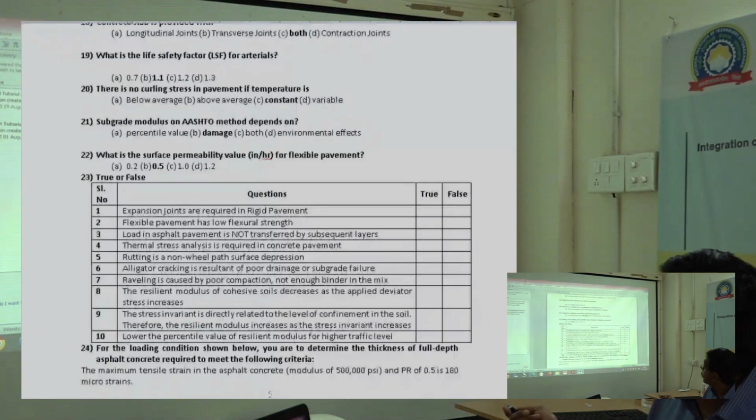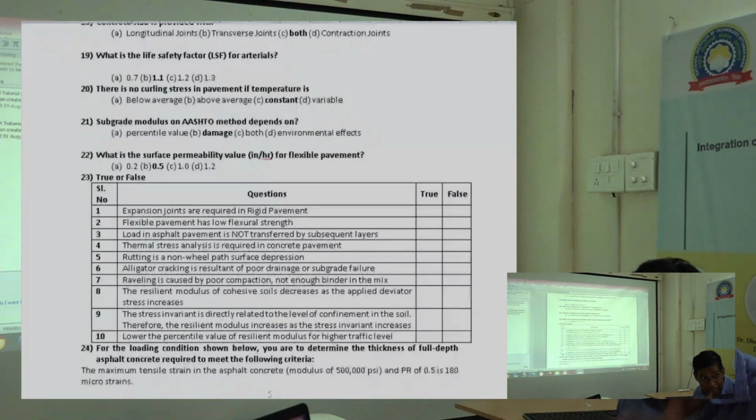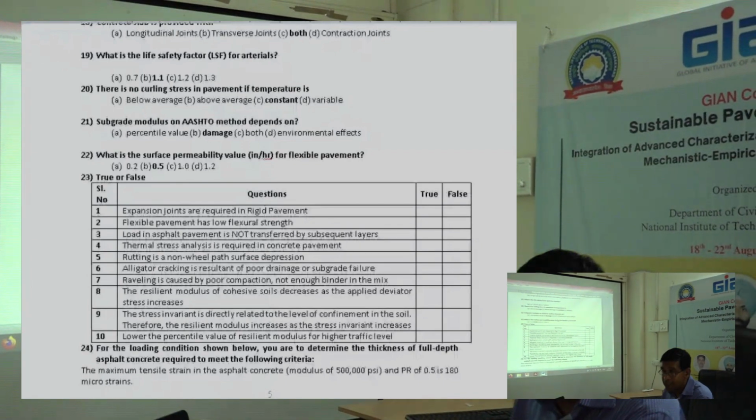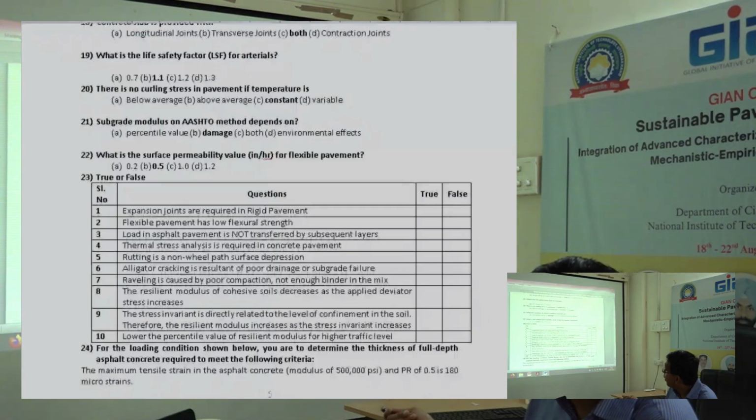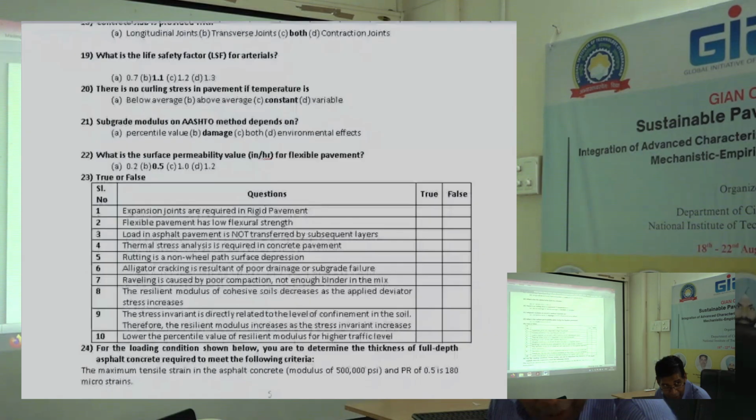Resilient modulus of soils decreases as the applied deviatoric stress increases. Remember, it's a cohesive soil. So, cohesive soil is shear failure. Based on the Mohr circle, shear stress is half of the deviatoric stress. So, this is correct. For completely cohesive, as you increase the deviatoric stress, your shear stress goes up, you will have a shear failure, and that's what you have. Stress invariant is directly related to level of confinement in the soil. Therefore, the resilient modulus increases as the stress invariant increases. True or false? What is stress invariant?